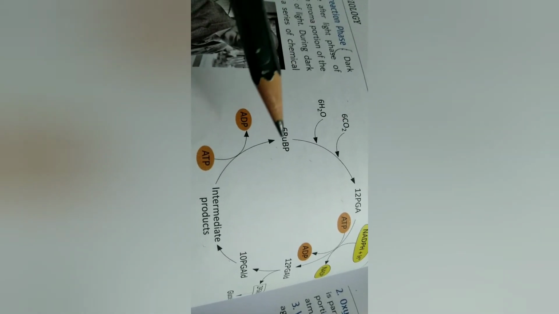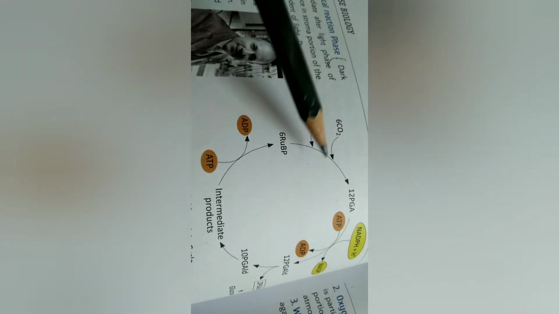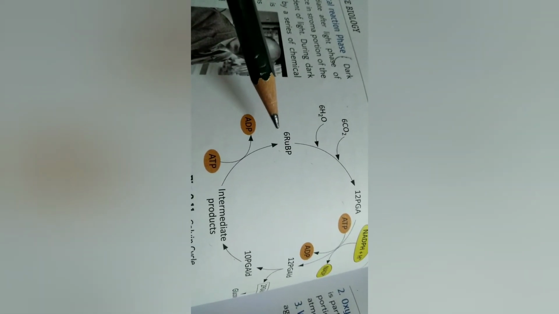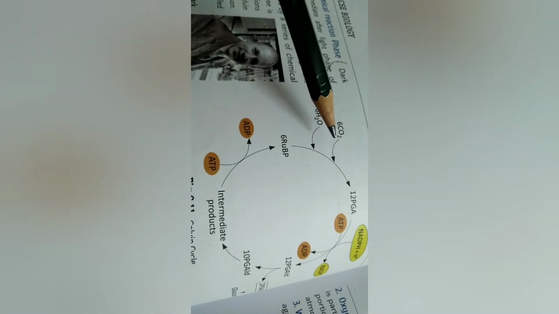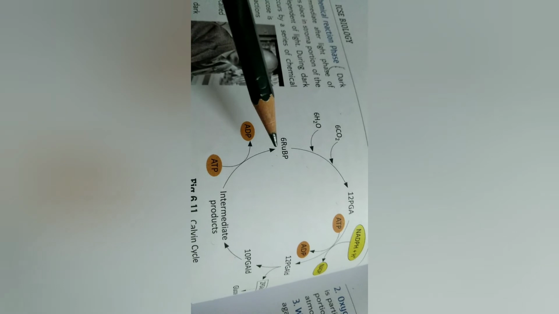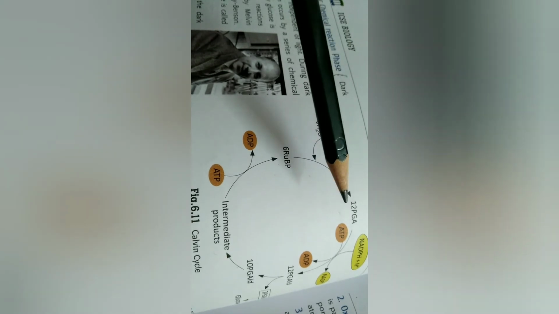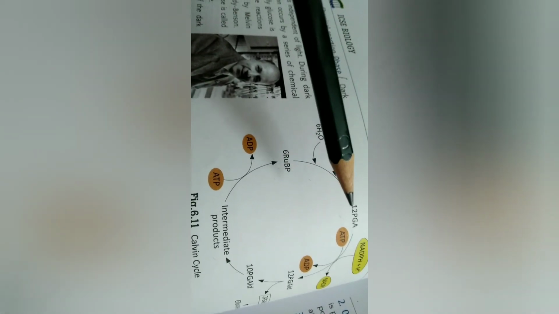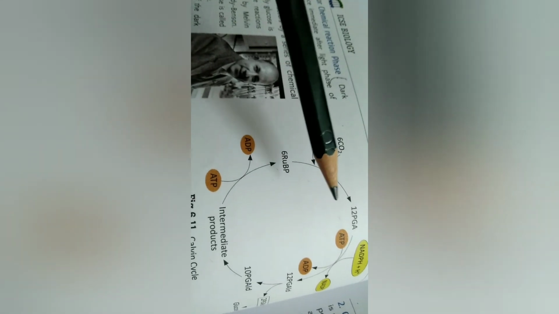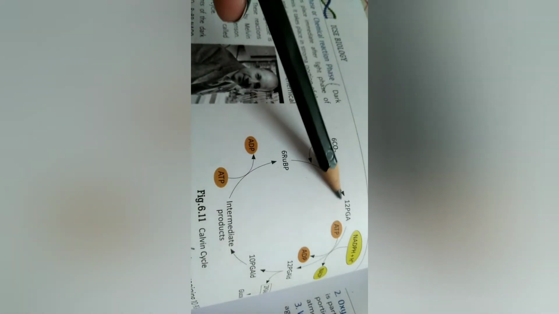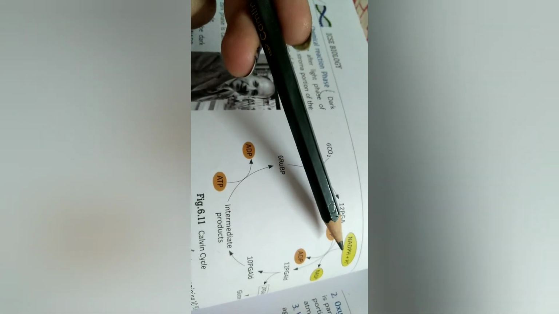The steps are fixation of carbon dioxide. In this step, carbon dioxide is first incorporated with RuBP, RuBP full form ribulose bisphosphate, and produces 2 molecules of a 3 carbon compound, PGA, full form phosphoglyceric acid. Next step, formation of phosphoglyceraldehyde. This PGA is converted into PGALD with the help of NADPH and H+.